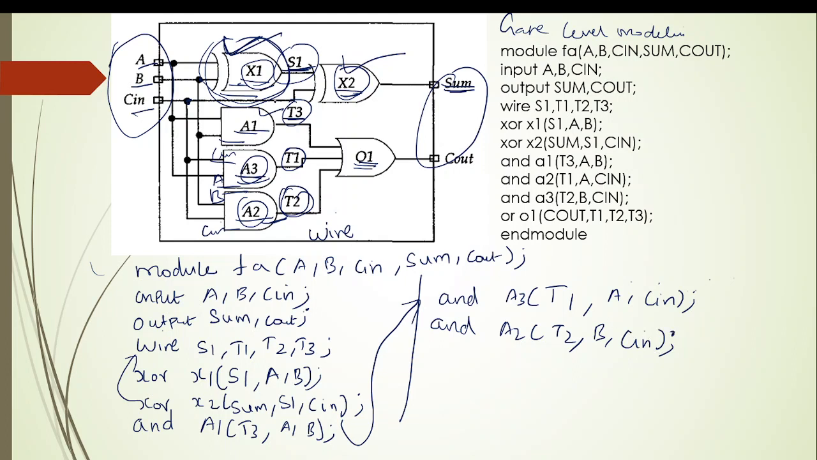And now I got T1, T2, T3. So this T1, T2, T3 should be given as input to an OR gate so that I will get the Cout. So this OR statement can be written as the first line also. I told you that the order of the statements is not important in the case of gate level or data flow. So or, write the name O1 within bracket. The output of this OR gate is Cout. And then the inputs are T1, T2 and T3. Close the bracket and semicolon.